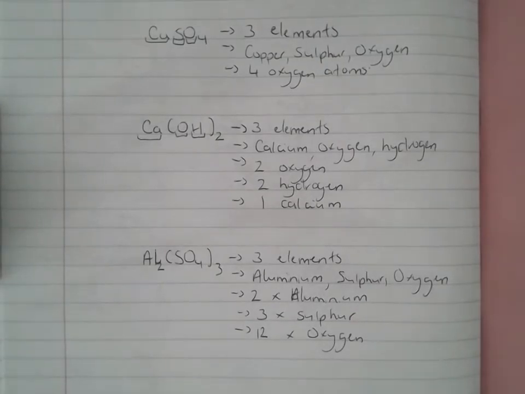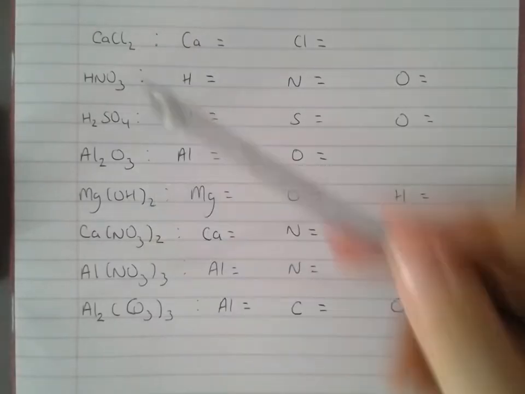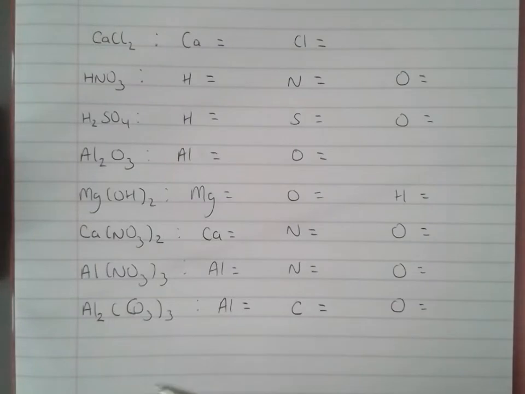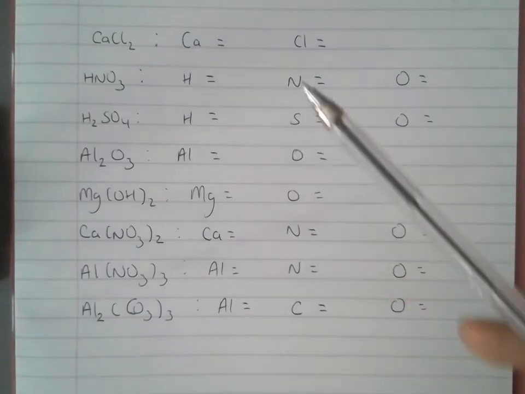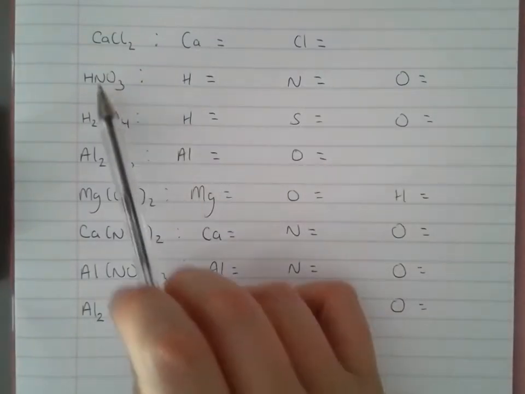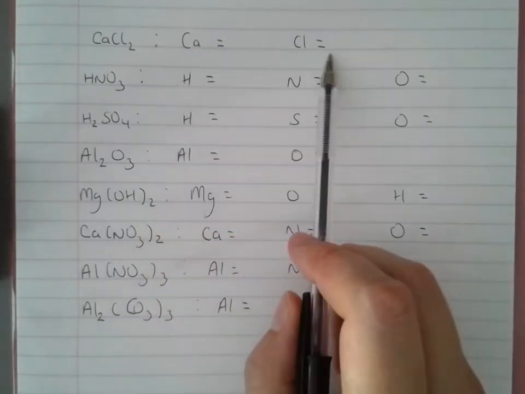Okay, I'm going to get you to do some by yourself now. Okay, so I want you to have a go at these yourself. So I've written out the formula. I know you don't have periodic tables in front of you most likely, so all I want you to do is look at the formula and then tell me how much of each element you've got. So the first one, CaCl2, how many calciums do you have? How many chlorines do you have?